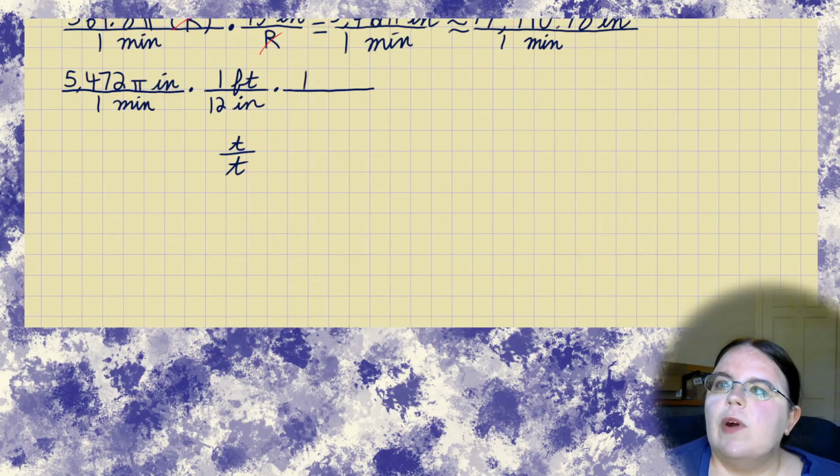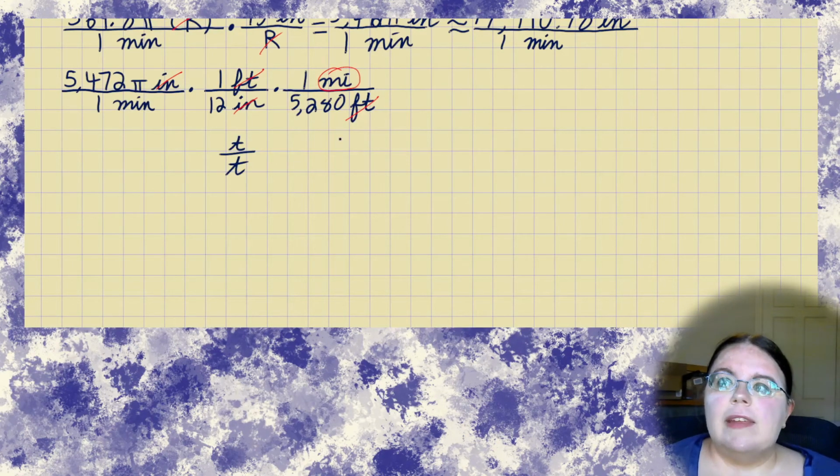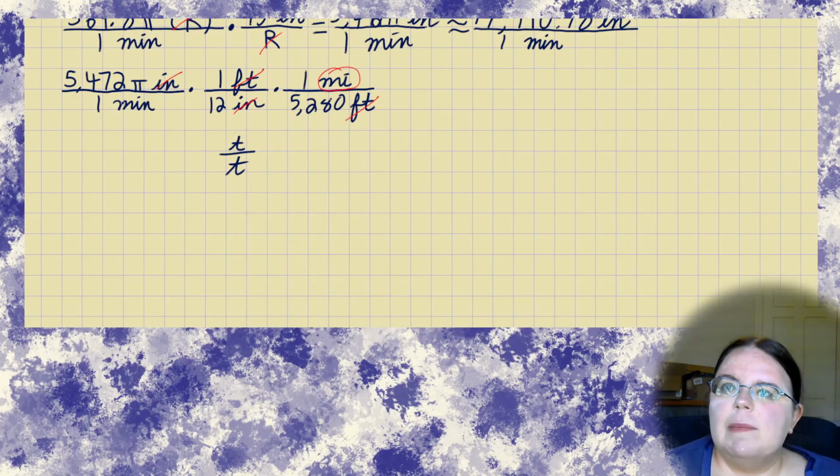So I know that 1 mile is 5,280 feet. And now I see that that's going to eliminate the inches that I didn't want, eliminate the feet that I didn't want, and bring me to the miles unit that I did want. So now I'm done dealing with the length conversion factors. So now I'm going to look at my time conversion factors.